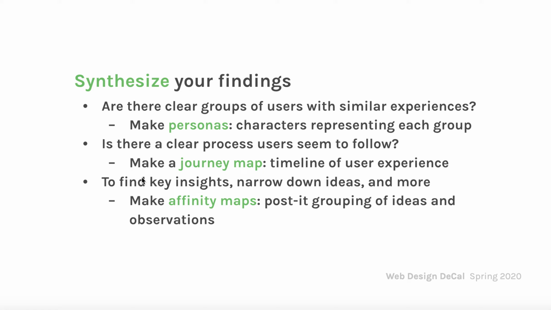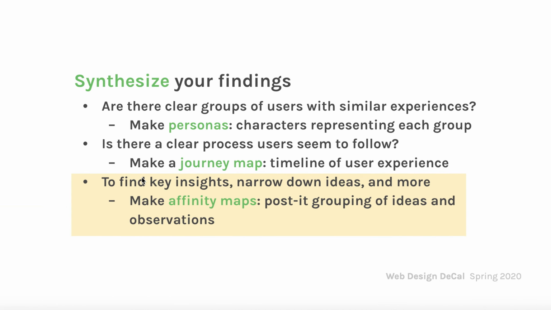To find key insights, no matter what your project is, and to just narrow down ideas that you have while you're coming up with solutions, is to do affinity mapping. So basically writing down ideas and observations that you have on post-its and grouping them. This is a really good way to find trends and repeating insights and things like that when you're sifting through your research or sifting through your own ideas. What is similar? What do you think is a good idea for this project?